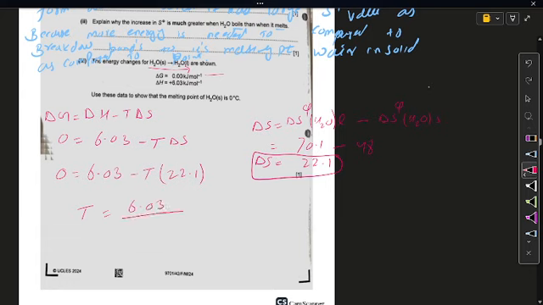Solving for T, it comes as 6.03 over 22.1, and that becomes 273 Kelvin, because you need to find it in degrees. So the temperature of 273 Kelvin is also 0 degrees. So it's proven.